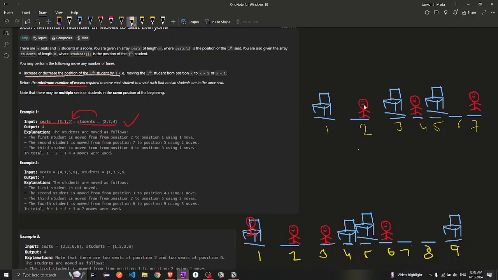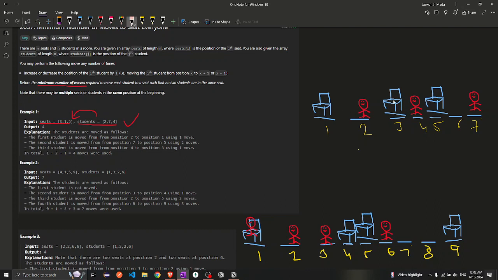we can only move one student one step at a time. I can either move the student towards the right or towards the left, only one step. But we can do this operation any number of times. Means if we are going from here to here, it's like two steps. We can do this any number of times, but one step at a time. So let's see how we are going to solve this question.